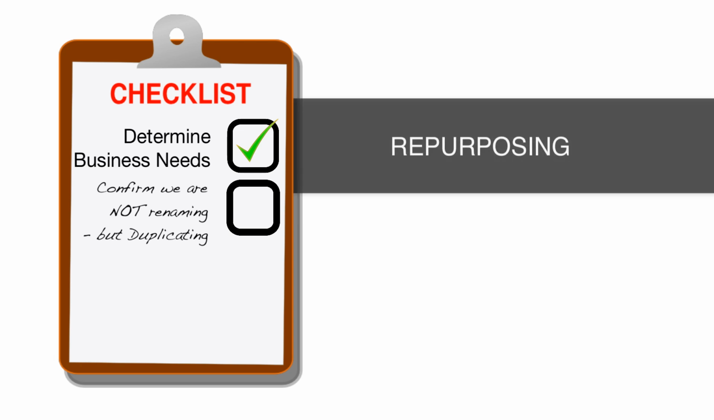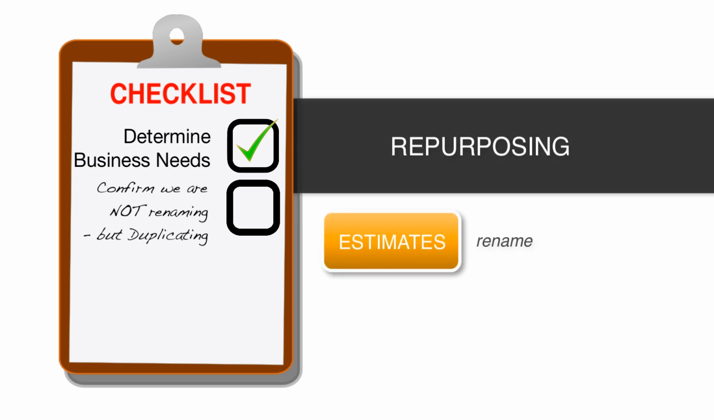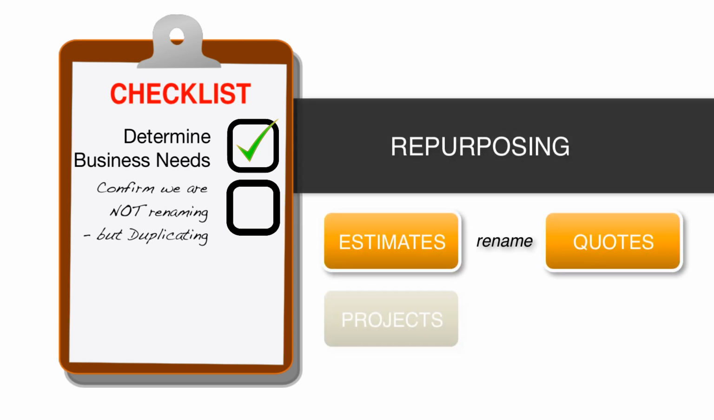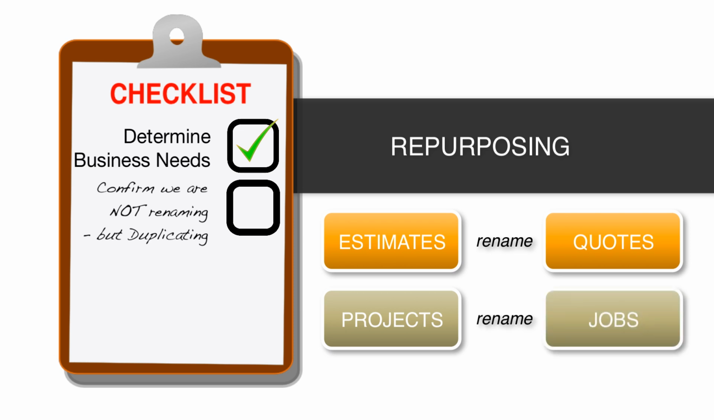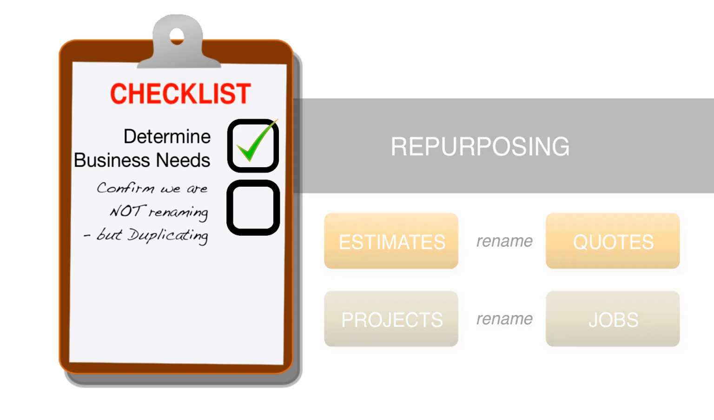We're duplicating to make a new module. Repurposing would be to take estimates and rename it, or take projects and rename the projects. So it's not really creating anything, it's just renaming things. Now if you can do that, that will save you tons of time. So renaming and repurposing is always much easier.